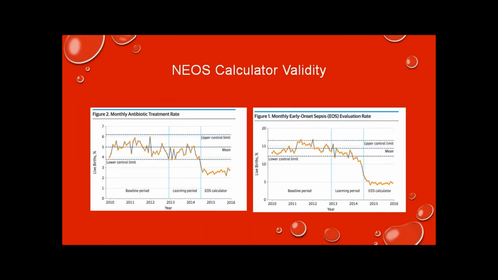And so here's another graph of the baseline period, the learning period, and the calculator period. The first one is monthly antibiotic treatment rate, and you can see it decreased significantly, and EOS evaluation rate also decreased.